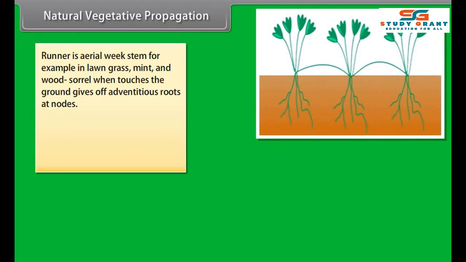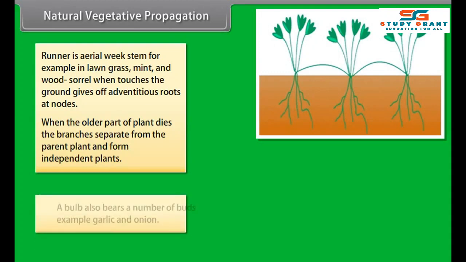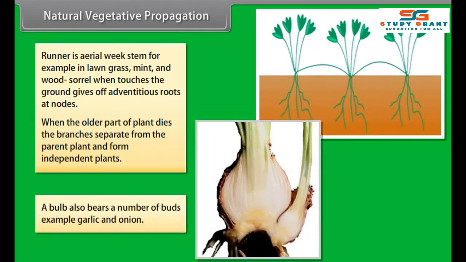Tuber of potato is a swollen apical part of an underground stem branch, and bears a number of nodes or eyes. Each eye bears one or more buds. New plants are produced from the buds on the eyes. The potato crop is raised by tubers and not by seeds.